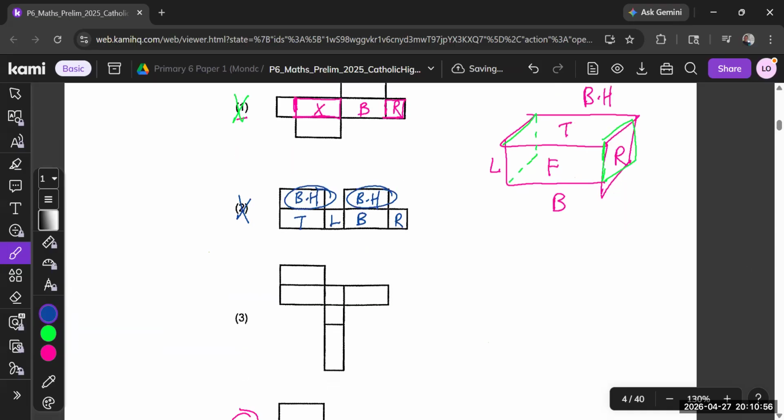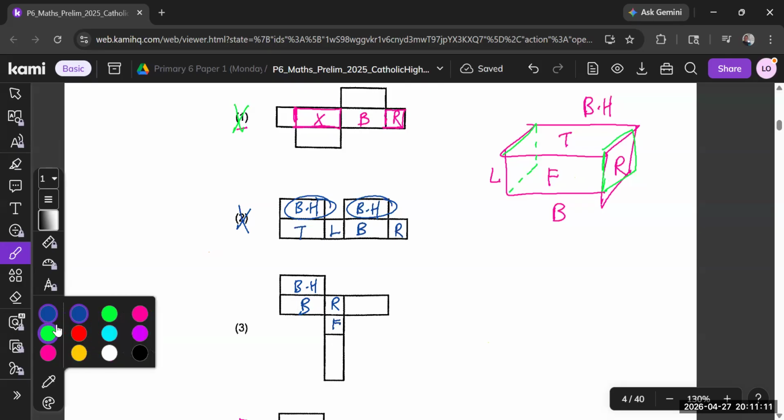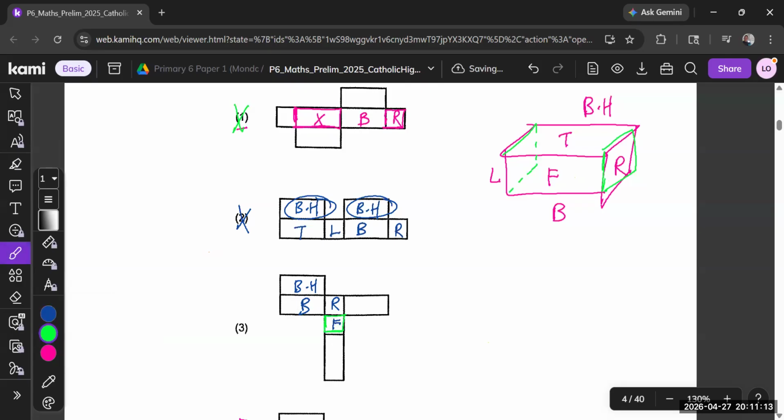All right. Number three, which is the bottom? So maybe I choose this as the bottom. This will be the behind. This will be the right. And this is supposed to be the front, but it looks so weird. The square is wrong. It's supposed to be a rectangle. So the front must be a rectangle, not a square. So your number three is out already.